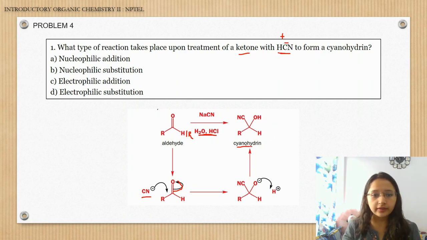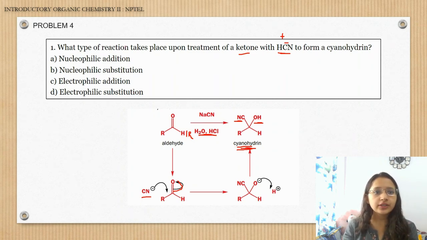All right. So just look at this mechanism and tell me whether it is clear or not. An external species attacks the carbon, and after that the oxyanion takes up the proton from the system, and that is how a cyanohydrin is formed. Why cyanohydrin? Because we have a cyanide group, CN, and a hydroxyl group. So we call it a cyanohydrin. So this mechanism is clear, right? Yes, ma'am. Okay.